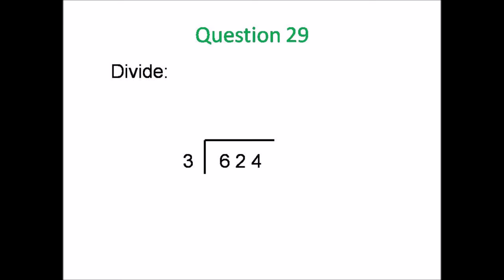Moving right along, question 29, divide. 624 divided by 3. You should know your 3 timetables as well in grade 4. So this should be a piece of cake for you to do. Just one little trick involved with this. And you're okay. 624 divided by 3. Put the answer, get it done. Let's go, grade 4.